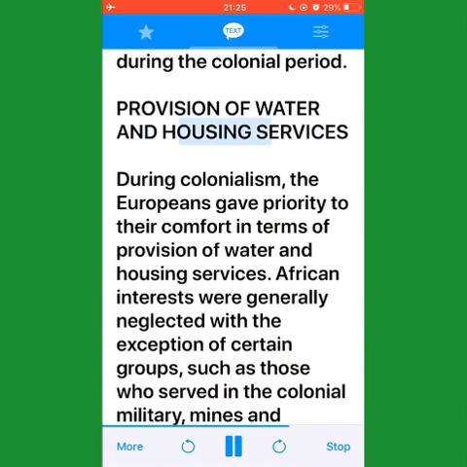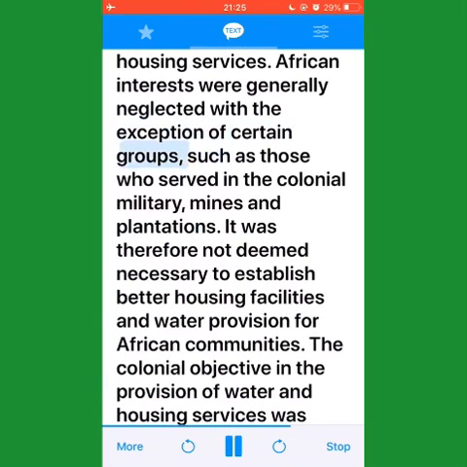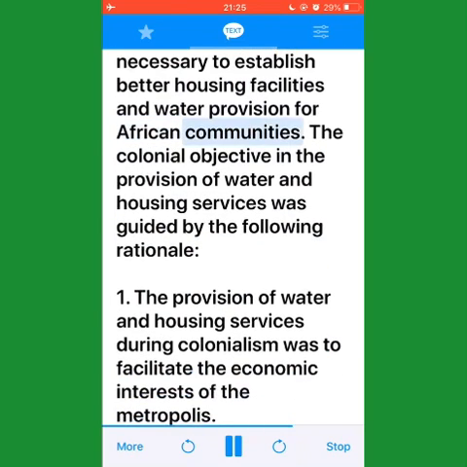Provision of water and housing services. During colonialism, the Europeans gave priority to their comfort in terms of provision of water and housing services. African interests were generally neglected with the exception of certain groups, such as those who served in the colonial military, mines and plantations. It was therefore not deemed necessary to establish better housing facilities and water provision for African communities. The colonial objective in the provision of water and housing services was guided by the following rationale.